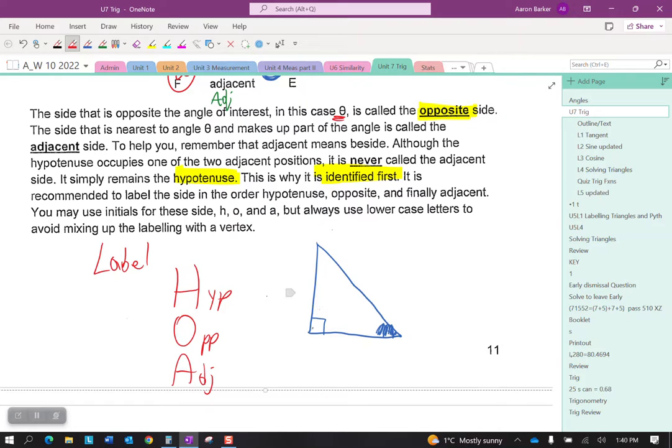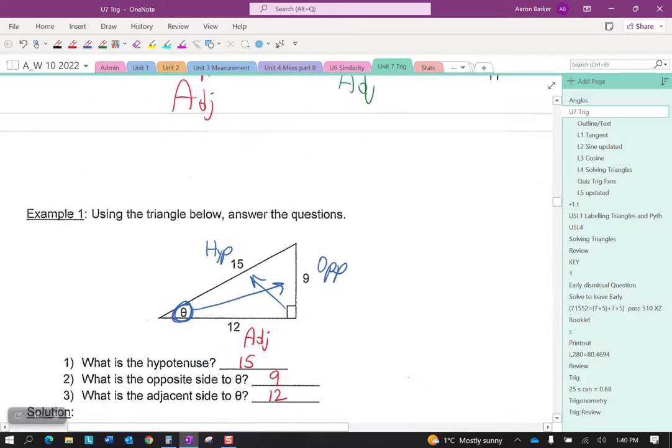So, first one is H, across 90 degrees. Second one is O, opposite your angle of interest. The bottom angle is shaded, that means it's my angle of interest. And the last one then is adjacent, okay? All right, good practice. Any questions?